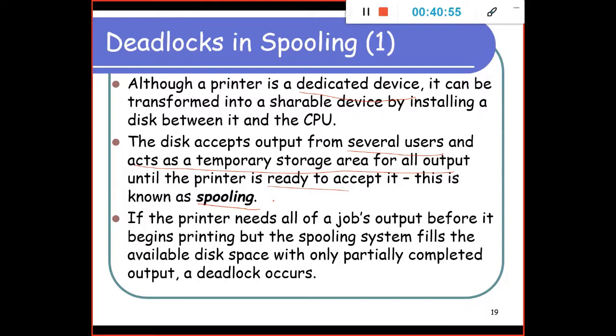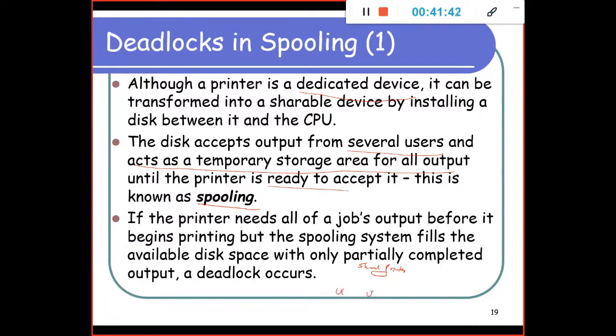If the printer needs all of a job's output before it begins printing, but the spooling system fills the available disk with only partially completed output, a deadlock occurs. So in order for you to print, let's say this assignment needs you to print 10 pages, but it receives 1 page first, then 2 pages, then 3 pages. At the same time, user 2 also sends to this shared printer.